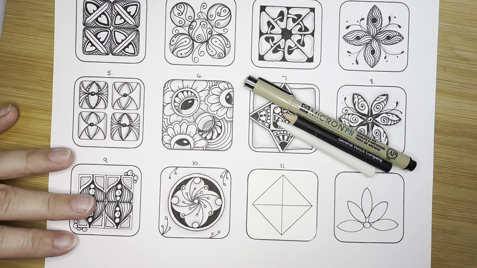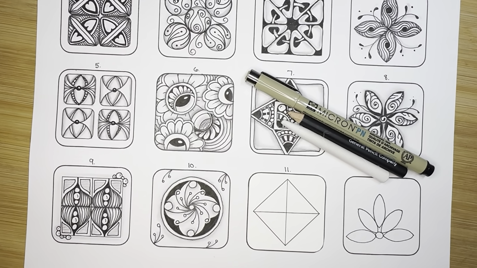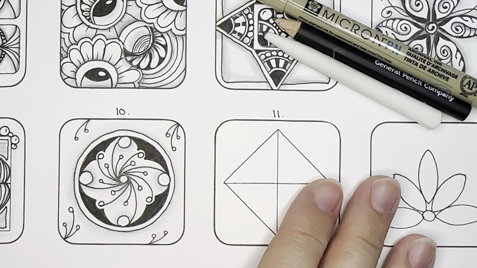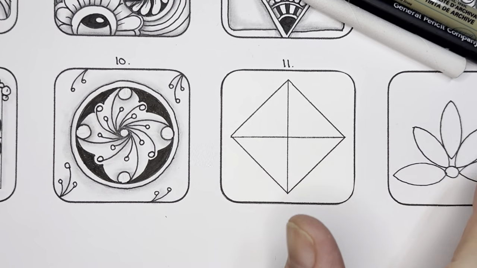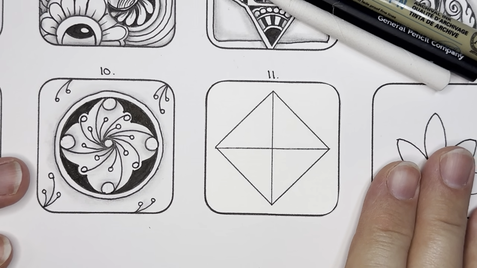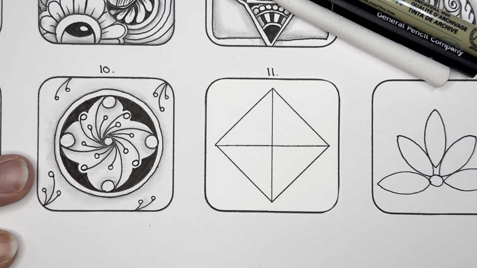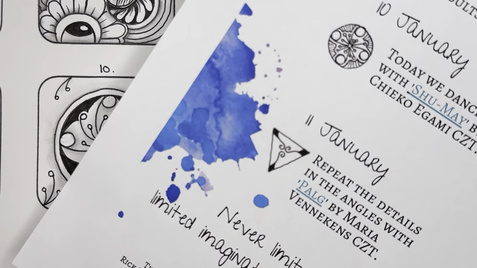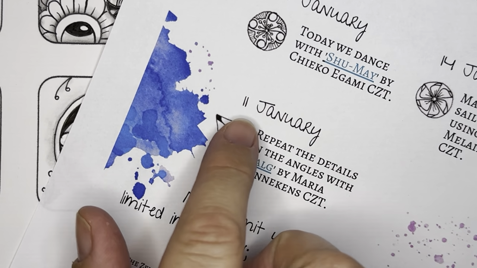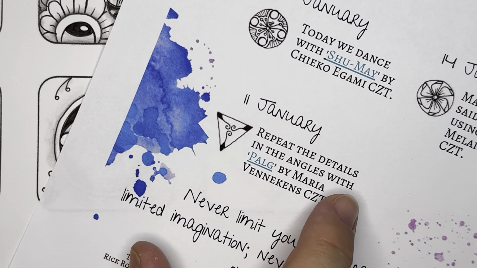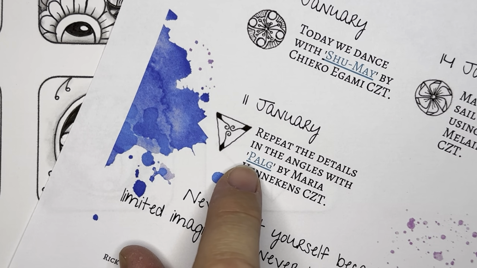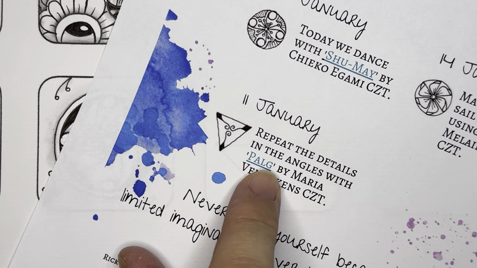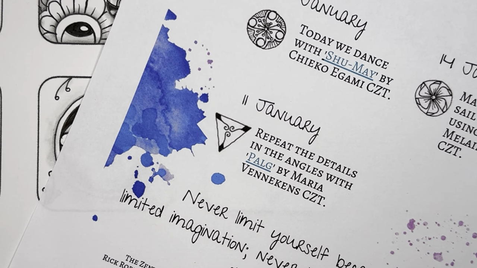All right, let's get started. I'm going to zoom in a bit. Got my micron pen, graphite pencil, and a blending tool. My zoom has a mind of its own. And then here is our prompt for today, January 11th. Repeat the details in the angles with Palg, P-A-L-G, by Maria Vanekens, CZT.